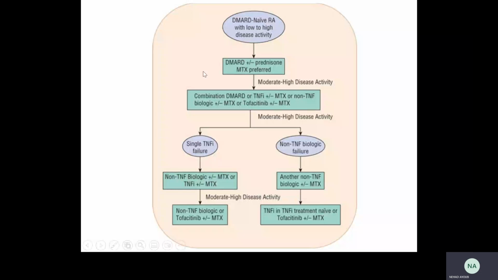So here we have 4 different options, okay? In case the patient at presentation has moderate to high disease activity, severe disease, then you have 4 different options to go for. The preferred is maybe to use or try first a combination of non-biologic DMARDs, or maybe to start with methotrexate plus a TNF inhibitor. Usually you start one of these, but the other 2 options are available, you can go with these.